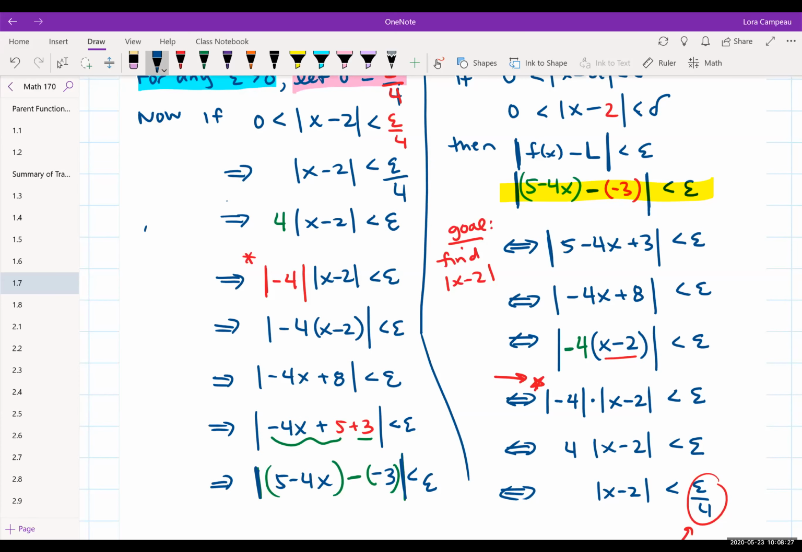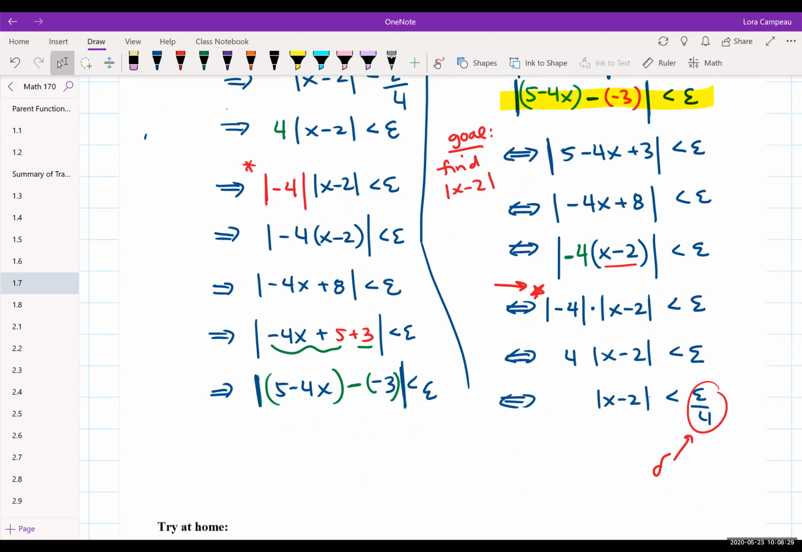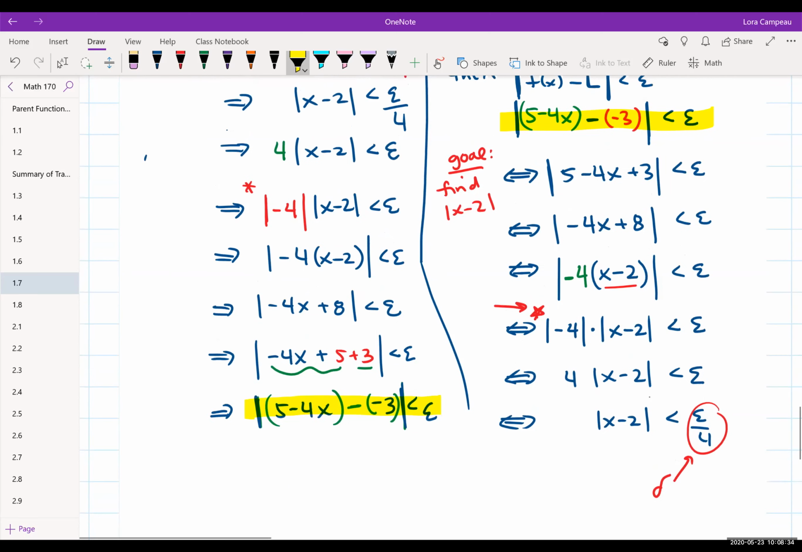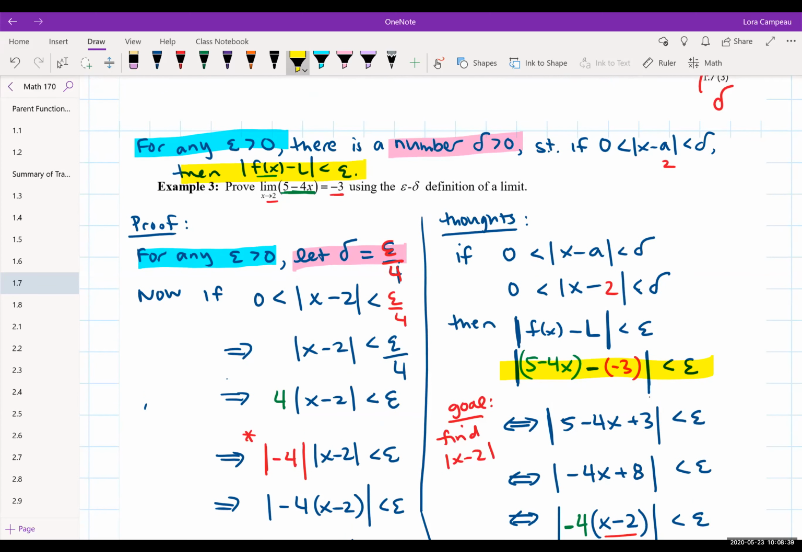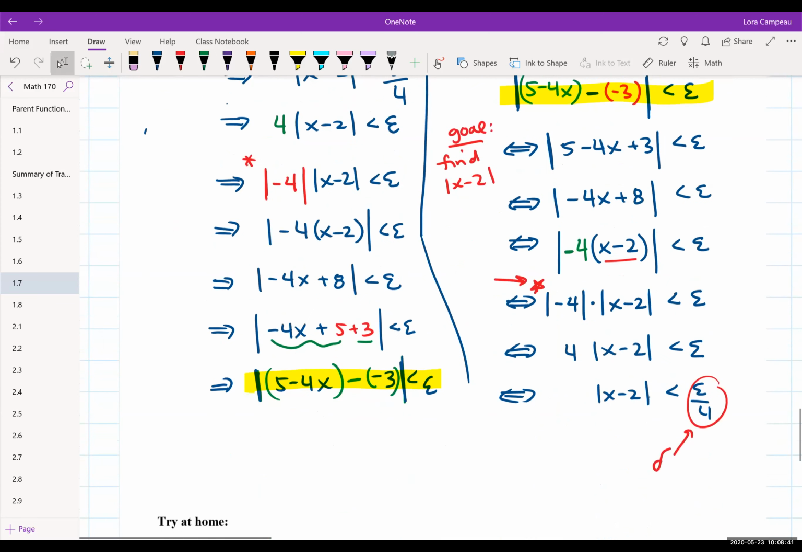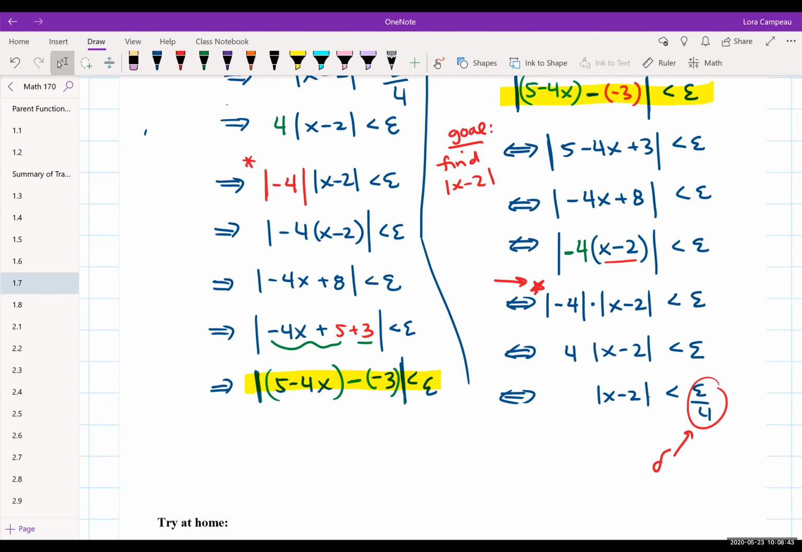There we go. And finally, if you look carefully, we have just ended with showing what the precise definition of the limit is. So once you have shown |f(x) - L| is less than epsilon, you can finally conclude your proof with, therefore, the limit as x approaches 2 of 5 minus 4x is equal to negative 3. Then you are concluded with your proof.